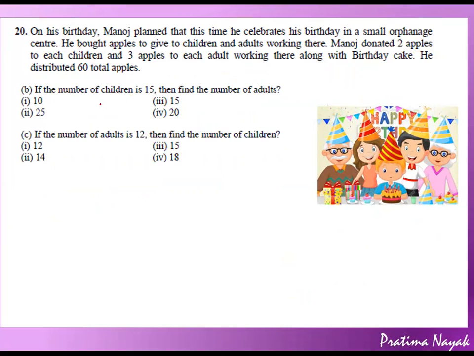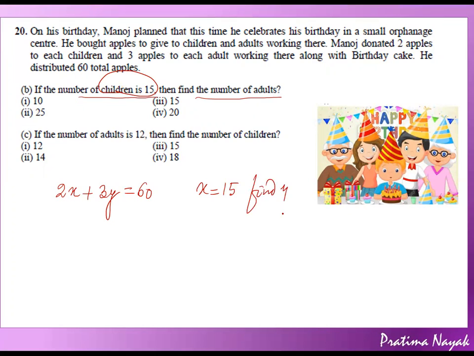Next, if the number of children is 15, find the number of adults. So let us recall the equation 2x plus 3y is equal to 60. Now it is given that children are 15. That means x is equal to 15. Put it in this equation and find your y, that is the number of adults. So I'll write 2 into 15 plus 3y is equal to 60.